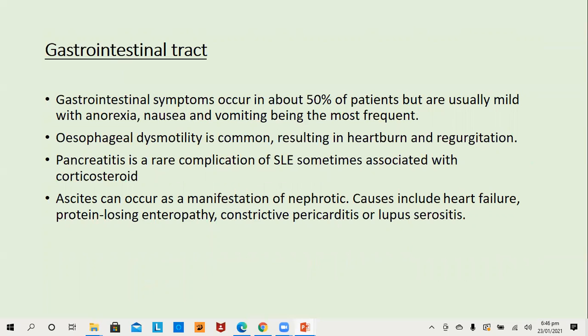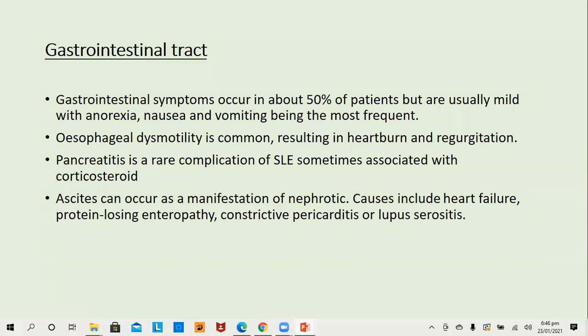GI tract. Gastrointestinal symptoms occur in 50% of the patients, but in most of them, the symptoms are mild and restricted to anorexia, nausea, vomiting. Esophageal dysmotility is common, resulting in heartburn and regurgitation. And remember, this esophageal dysmotility is more common in systemic sclerosis rather than SLE. Pancreatitis is a rare complication and it is associated with long-term steroid use.